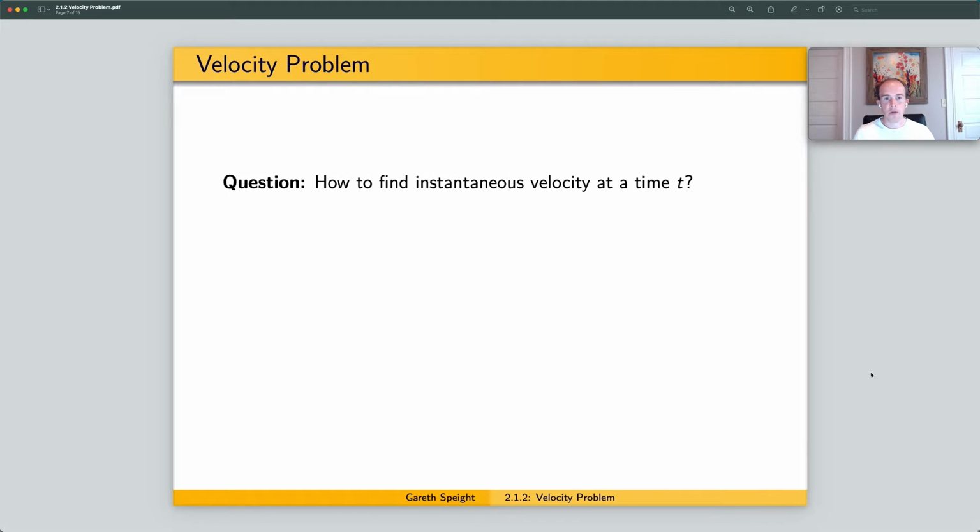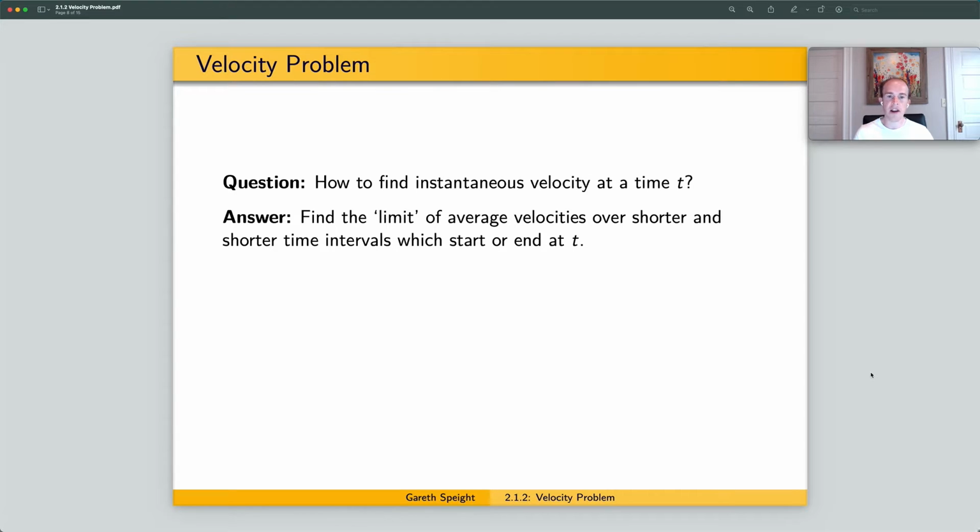But what about if we wanted to find the instantaneous velocity at some given moment in time? If you take a trip and you don't want to get a speeding ticket, it's not very good to say my average velocity was under 65 miles per hour, if at some point you were traveling at 100 miles per hour. That would be very bad, and you definitely shouldn't do that. So we have to be interested also in instantaneous velocity. So how do we do that? The answer is to find the limit of average velocities over shorter and shorter time intervals.